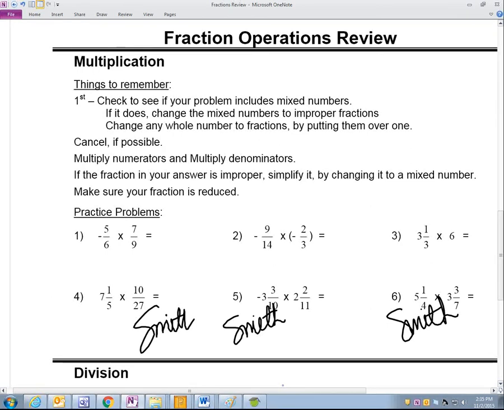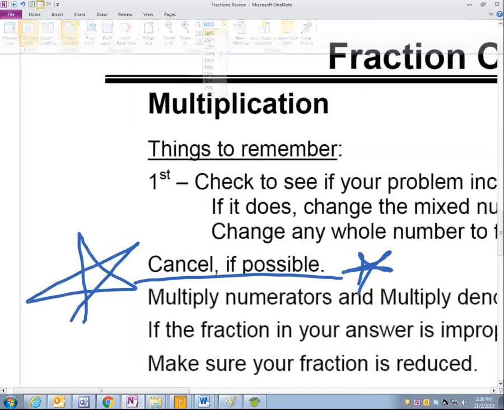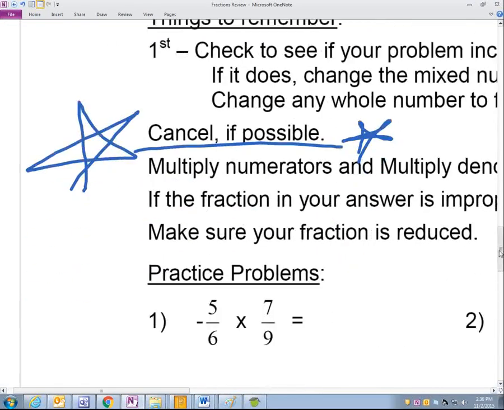Things to remember. Number 1, check to see if the problem includes mixed numbers. If it does, change the mixed numbers into improper fractions. Change any whole number into fractions by putting them over 1. Cancel if possible. That will significantly reduce the amount of time spent reducing later. It also makes your multiplication smaller. And then, of course, simplify when you're done.